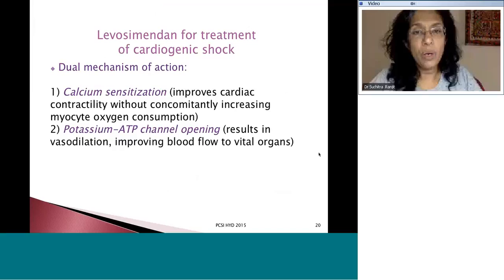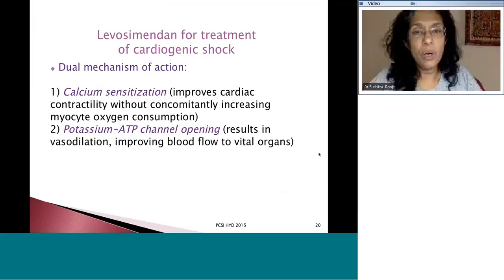Levosimendan, I think, came into the treatment arena just over 10 years ago. In the first couple of years, there were good reports, but we could only get it in India if it was imported at a huge cost. One vial would cost almost 50,000, half a lakh. That was 12 years back, and now it is even less than the cost of milrinone, so it's widely available.